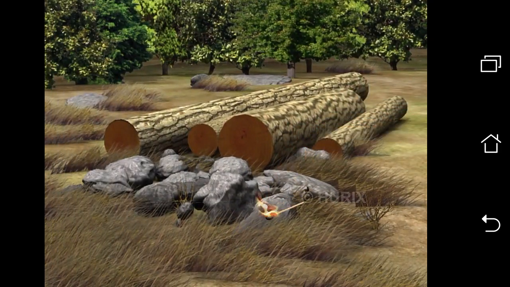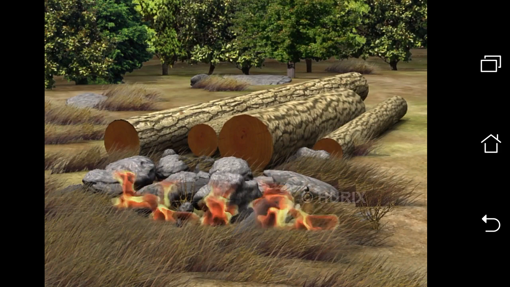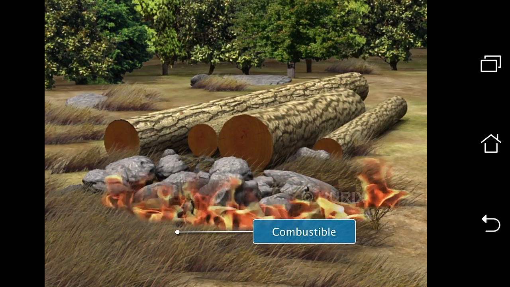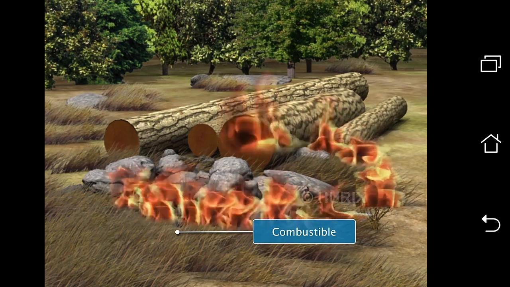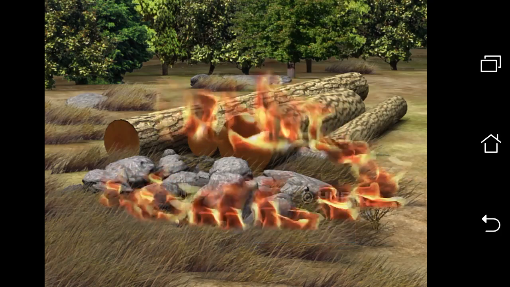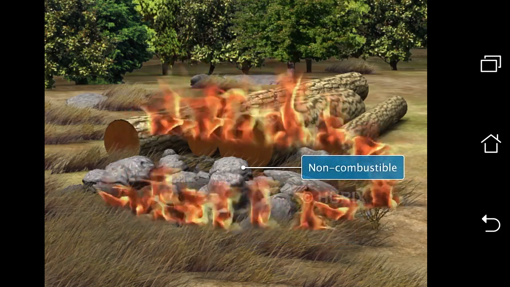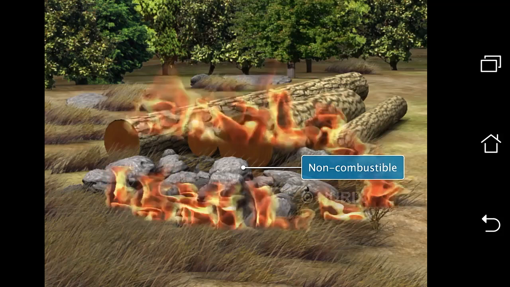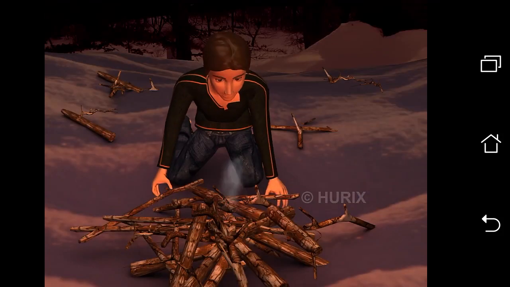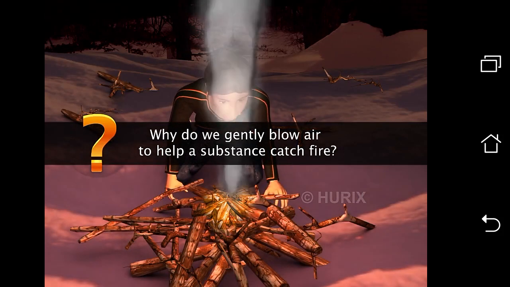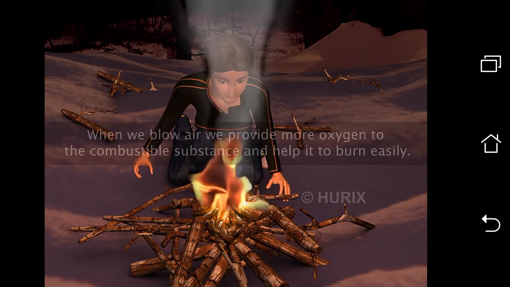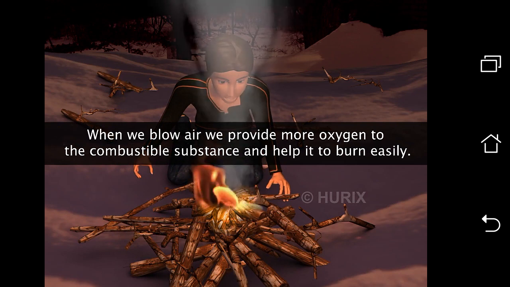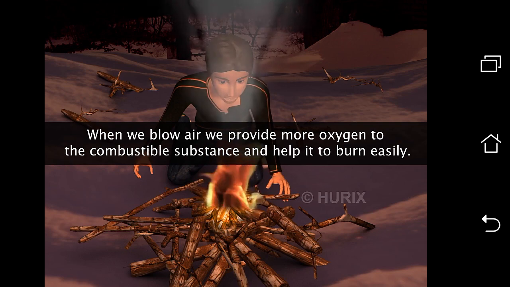The most important requirement of a fire is the presence of a combustible substance. A combustible substance burns in the presence of oxygen, which is a supporter of combustion. A non-combustible substance does not burn. Why do we gently blow air to help a substance catch fire? By blowing air, we provide more oxygen to the combustible substance and help it to burn easily.